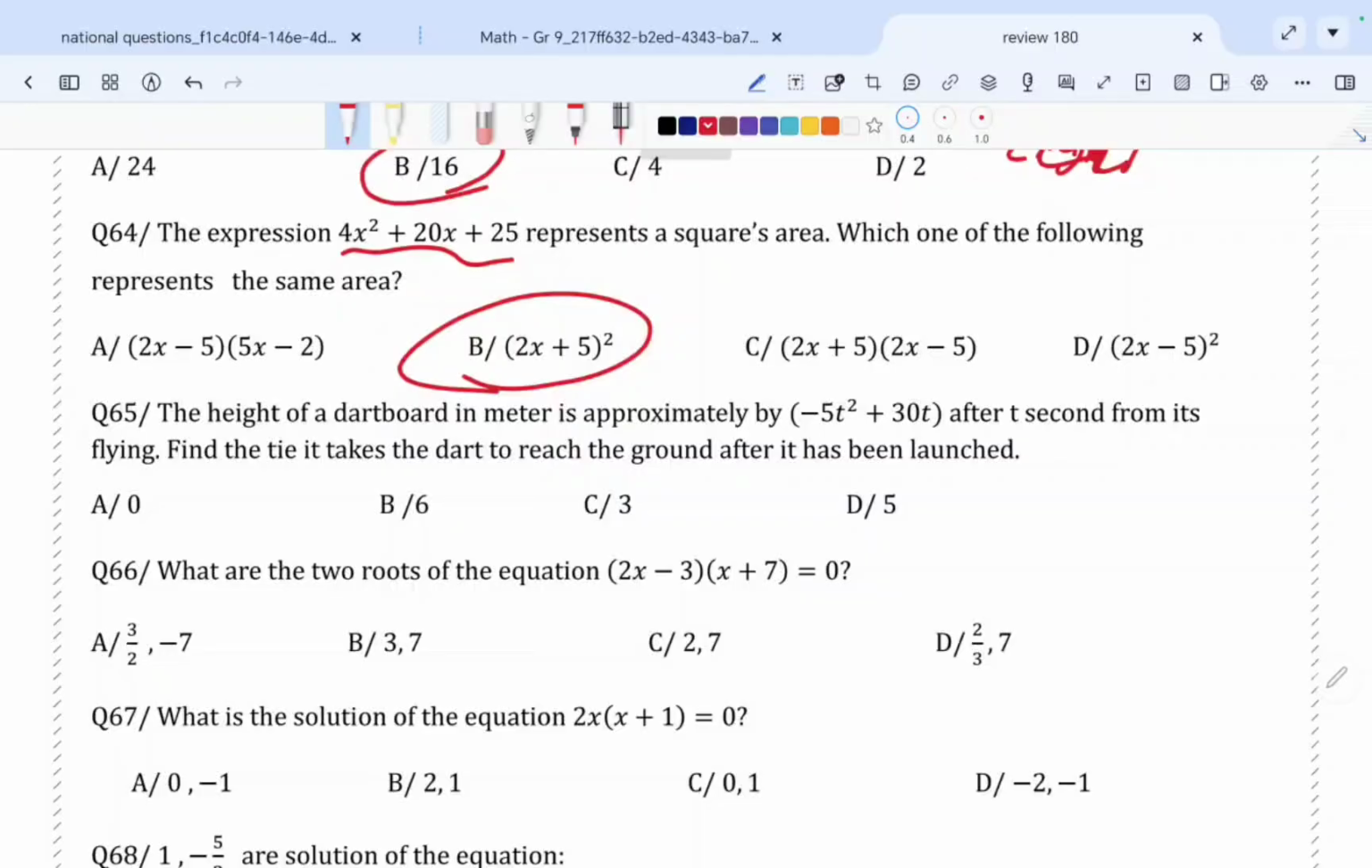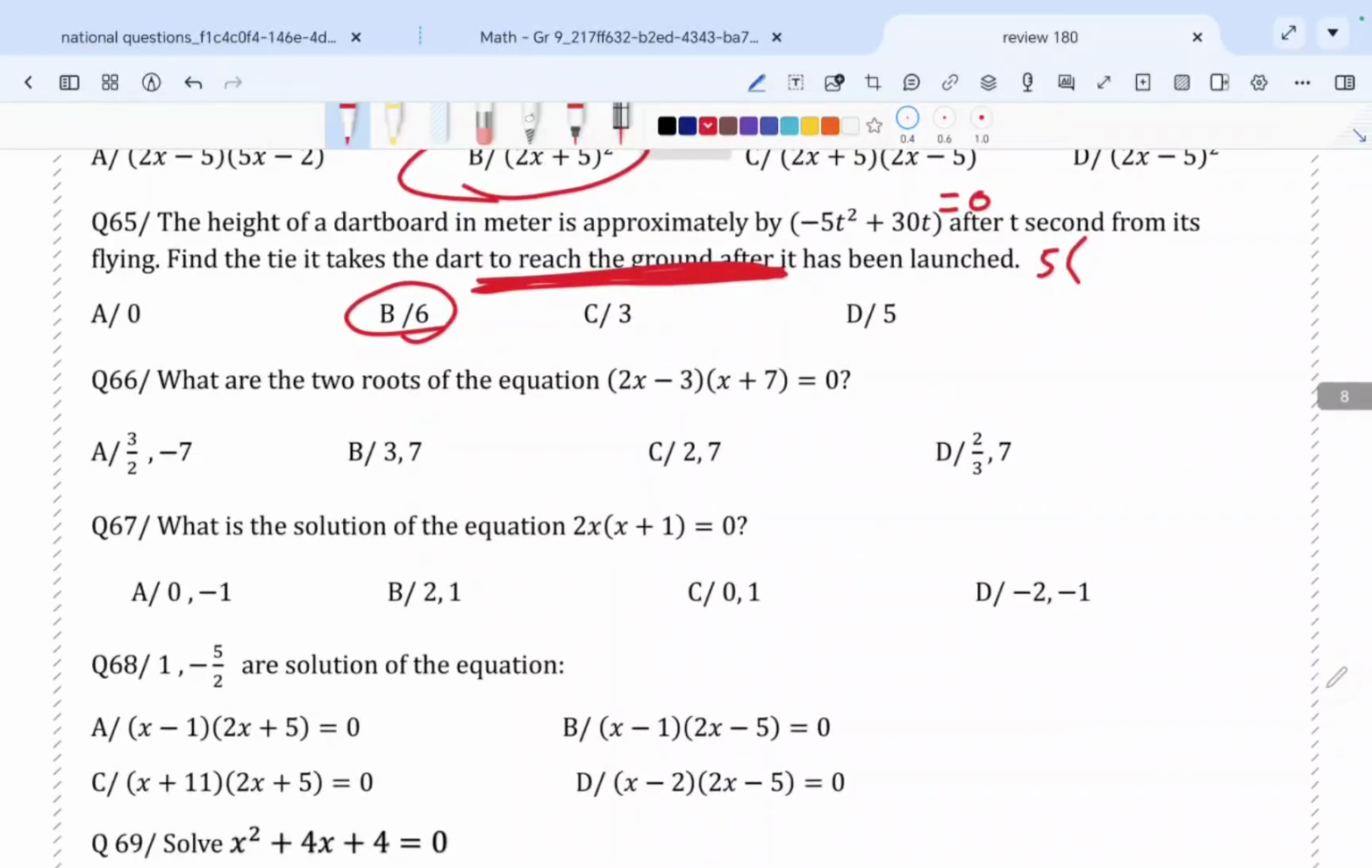The height of the dart in meters is approximated by -5t power 2 plus 30t after t seconds from its flying. Find the time it takes the dart to reach the ground. Reaching the ground means the height equals 0. So you have to rewrite this equation equal to 0. 5 is a common number. When you solve it, the answer will be 6, okay?